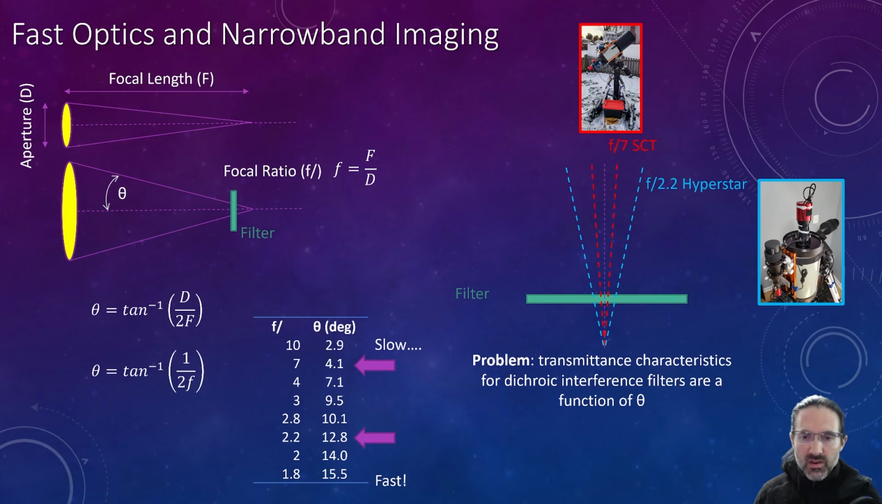As you change the focal ratio of your telescope, one of the things that changes is the angle of incidence of photons on the filter. As you go from f10 down to very small focal ratios, that maximum angle changes from just a few degrees all the way up to about 15. Here we're going to be contrasting telescopes at f7 and f2.2, which provide a factor of 3 difference in incidence angle. The whole reason I'm talking about this is because the transmittance characteristics for dichroic interference filters are a function of that incidence angle.